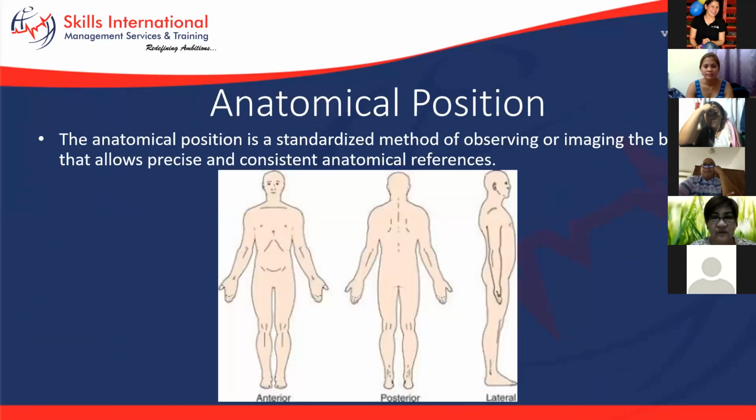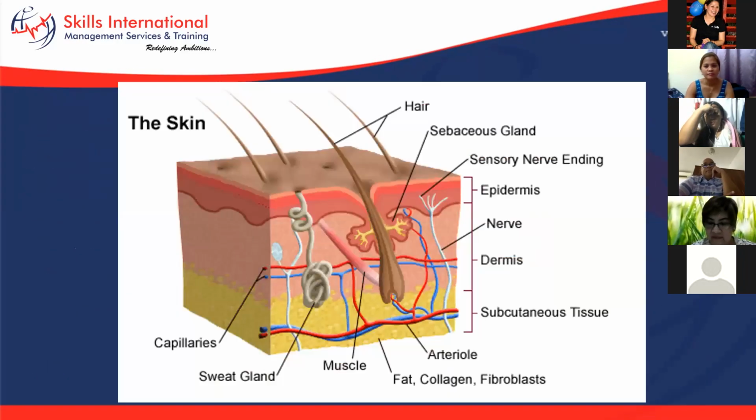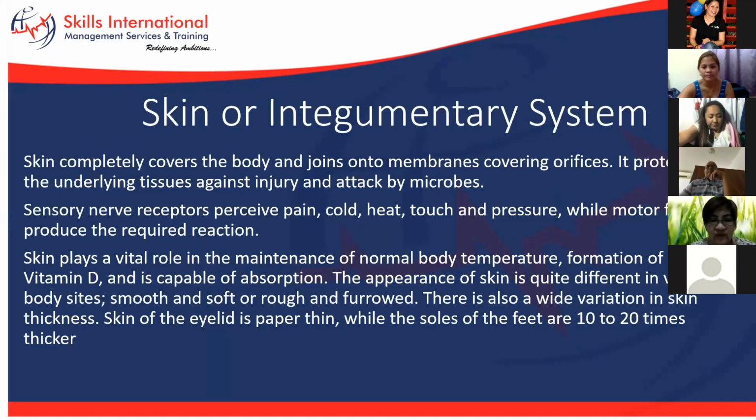Okay, so we are in the skin. Let's continue with the skin. The appearance of the skin is quite different in various body sites. Yung pinag-usapan natin, it is some of the parts of our skin. Meron siyang soft, rough, furrowed, and there is also wide variation in the skin thickness. Yung skin natin sa eyelid is paper thin. Hindi siya ganun kanipis sa siko natin, while the soles of the feet are 10 to 20 times thicker. So, iba-iba in different parts of our body.